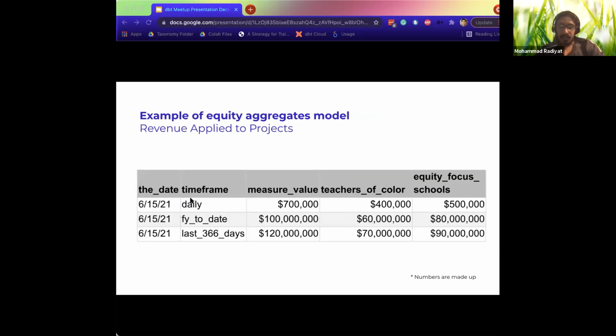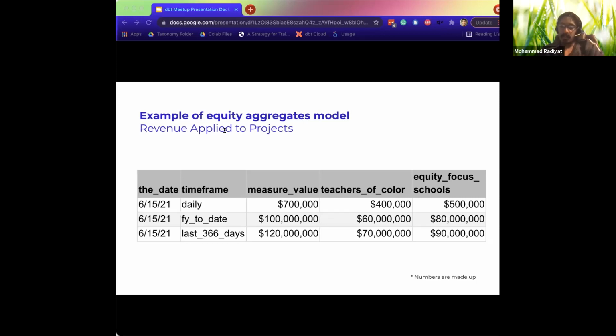So this is an example of what one of these DBT models actually looks like. This is our revenue applied to projects model. Note that there are 3 rows for each day. The first row tells you what actually happened on the day of June 15th. So in this case, you'll see $700,000 total on June 15th.